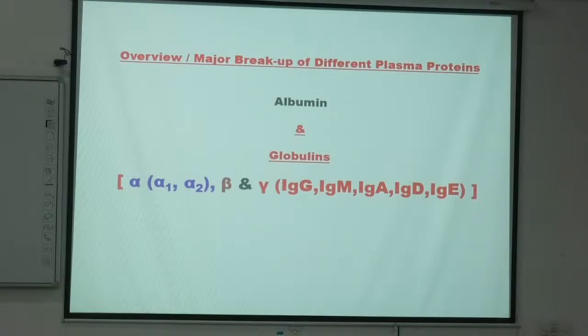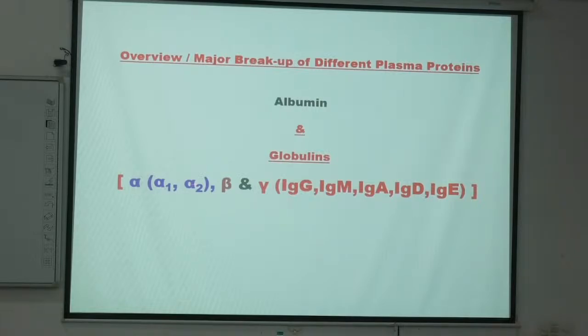So major plasma proteins consist of 3 things. One is albumin, which is the major one in the largest amount, as I have told, and globulins: alpha, beta and gamma. At least you must be able to tell these major plasma proteins. Alpha is divided again into alpha 1 and alpha 2, beta again into beta 1 and beta 2, and gamma. There are 5 gamma globulins. These are basically called immunoglobulins, which I will cover tomorrow: IgG, IgM, IgA, IgD, IgE.